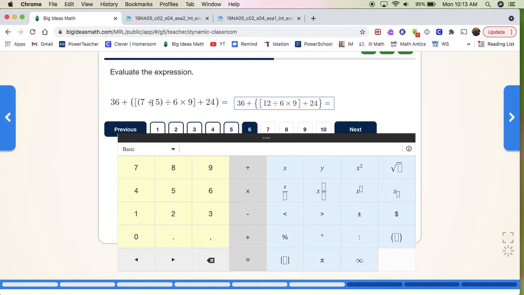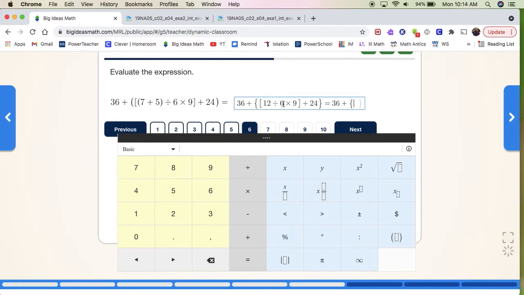You notice the 7 plus 5 has become 12. So I still need to work from the inside out. So I'm looking at my brackets. Apologize. My brackets. And I've got 12 divided by 6 times 9. Remember, I go left to right. Left to right. So 12 divided by 6 is 2. 2 times 9 is 18. So I'm going to go ahead and simplify that. So I've got 36 plus, and then I've got my brace.